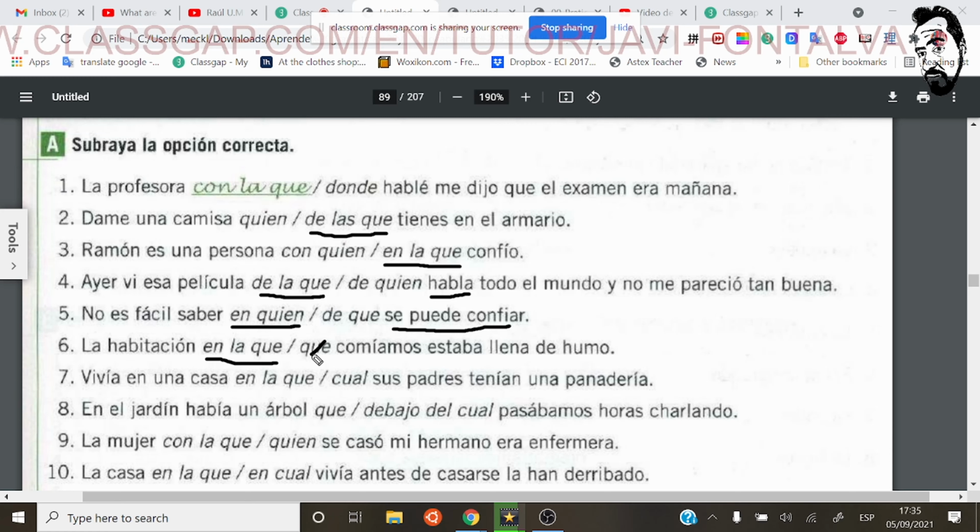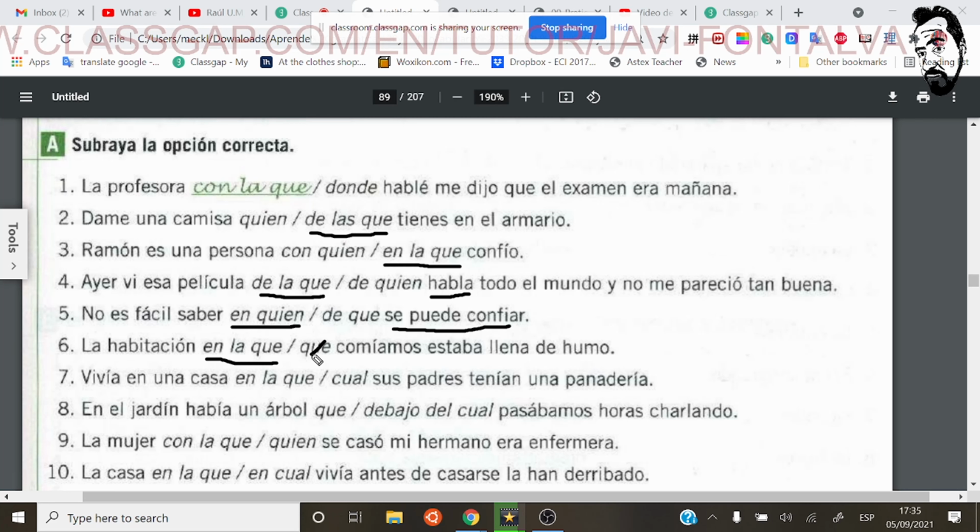Exactly. So notice when you have a verb with a preposition, you need to take the preposition and place it just before the connector. So you cannot say la mujer que se casó. You have to say la mujer con la que se casó, or la mujer con quien se casó.